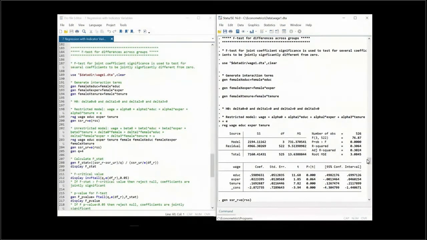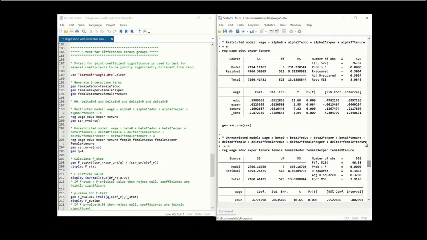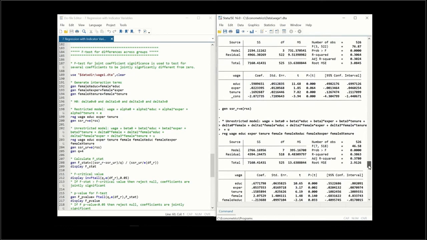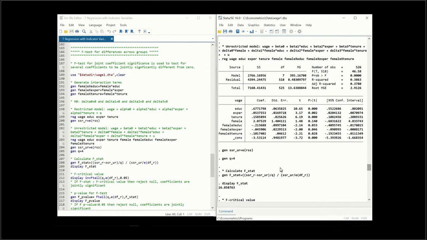Let's scroll down. So we estimated the restricted model. We obtained the sum of squared residuals, estimated the unrestricted model, and obtained the sum of squared residuals. Notice that in the unrestricted model, what we're testing is whether all the coefficients are significantly different from 0. You see that individually, this one is not significantly different from 0, but these are. So we just want to know, are all 4 of them jointly significantly different from 0?